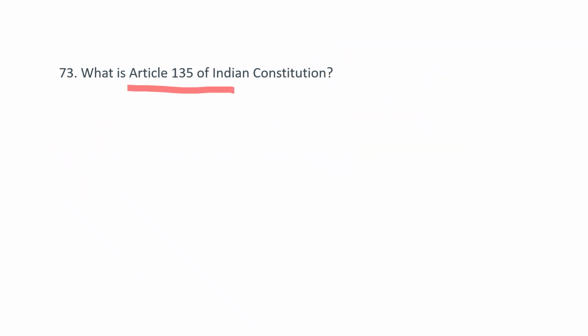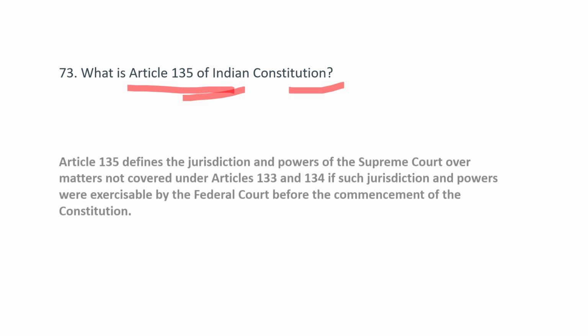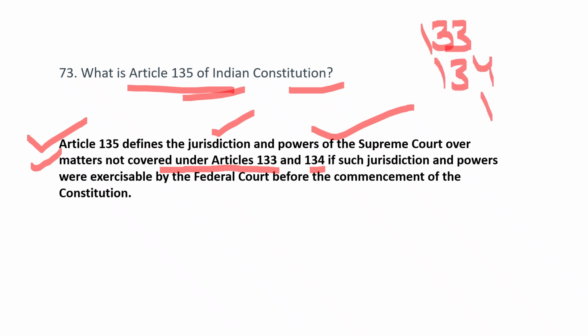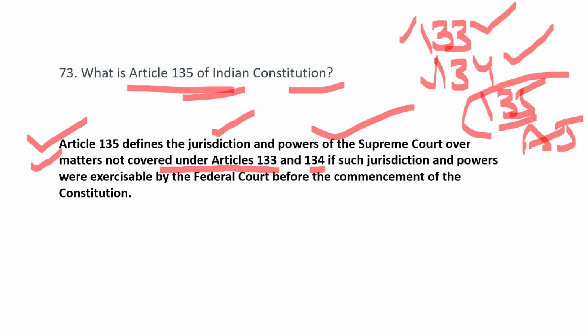What is Article 135 of the Indian Constitution? Article 135 defines the jurisdiction and powers of the Supreme Court over matters that are not covered under Articles 133 and 134. So, see here, 133, 134, 135 are all dealing with the appellate jurisdiction of the Supreme Court. 133 is for civil cases, 134 is for criminal cases, and if at all we are missing any point in 133 and 134, they come under 135. That is what Article 135 is saying.